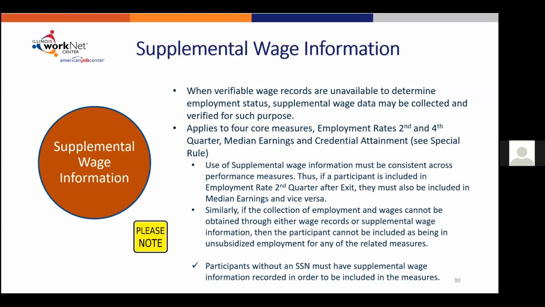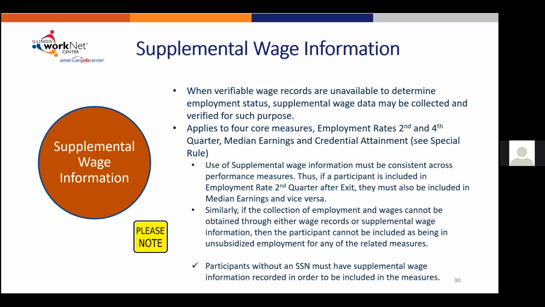When verifiable wage records are unavailable to determine employment status, supplemental wage data may be collected and verified for such purposes. It's not saying that you're not getting a verified wage record. It's just not one, for example, that someone's employer reports wages to IDES. It's things such as self-employment and others. So it's applied to all four core measures: employment rate second and fourth quarter after exit, median earnings, and the special rule for the credential attainment rate measure.